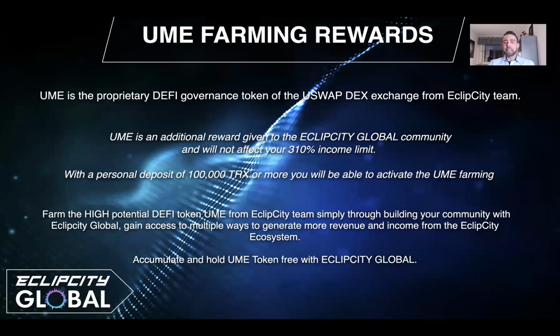So guys, simply by building your team with EclipCity Global, you can farm the high potential DeFi token and gain access to multiple ways to generate more revenue and income within the EclipCity ecosystem. So accumulate and hold that UME token for free with EclipCity Global. We recently, as of today, launched EFT as well, and you can use your UME token to farm the EFT token for free as well. Now you're double dipping or triple dipping with EclipCity Global, UME, and EFT.